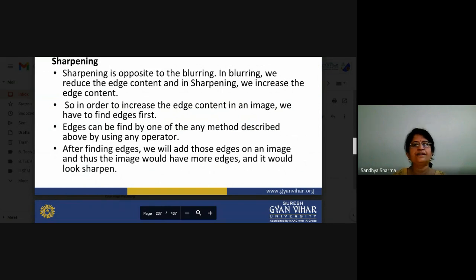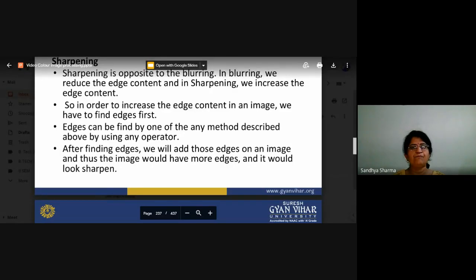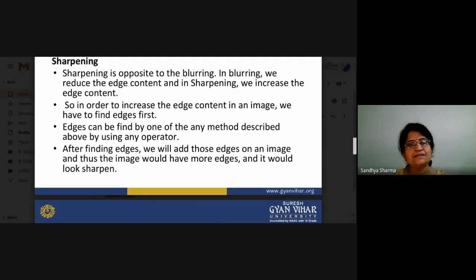So in order to increase the edge content in an image, we have to find edges first. Edges can be found by any one of the methods described. In the above, so many methods are given, so any one method, using any operator. After finding the edges, we add these edges to the image, and thus the image would have more edges and it would look sharper. So by detecting the edges, our image will be sharper.